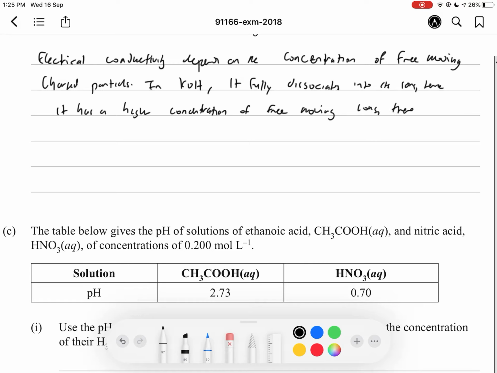Of free moving ions, therefore a good electrical conductivity. So you can say this is a strong base. So strong base.